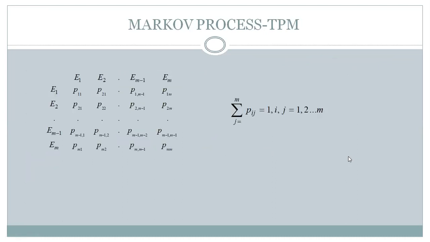Here I represent the TPM matrix. Here E1, E2, and so on represent states, and P11, P12, and so on represent the probabilities. Next, second row, third row. The main condition is that the summation of the probabilities must be equal to 1. That is, the row-wise addition should be equal to 1.